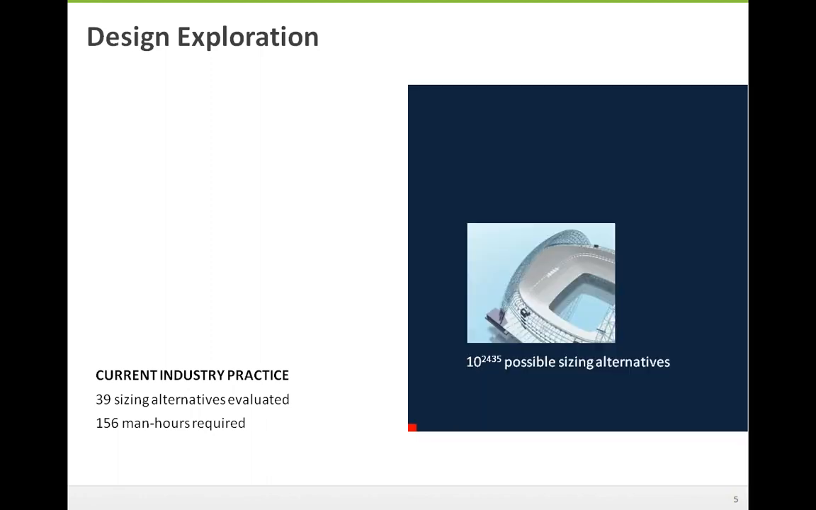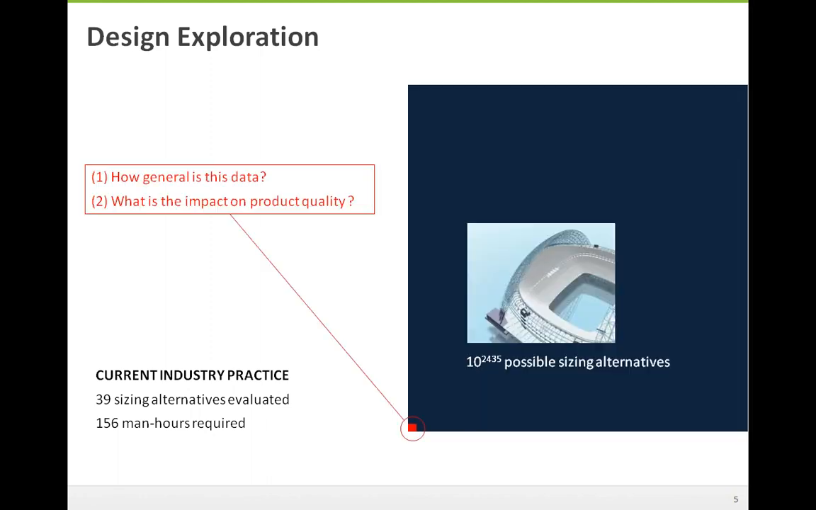So then again, if we compare that to the design space, my intuition in starting the PhD was, one, how general is the data in terms of how many options do engineers in practice typically look at, and two, what's the impact on quality? Given that in conventional practice we're really looking at such a small subset of what's possible, do engineers have the necessary experience and skill to really be able to find the best designs given that small sample size?